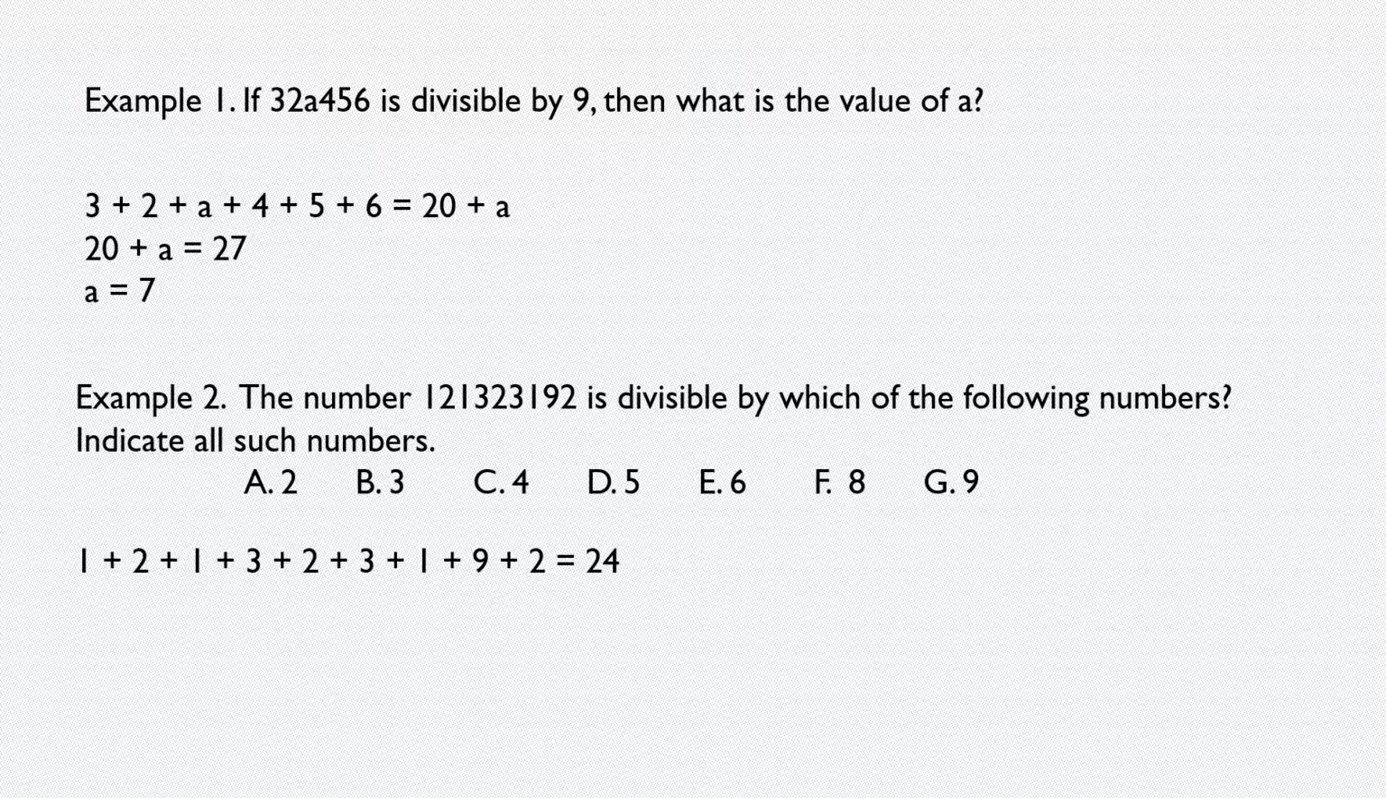Next is 4. For 4, we observe the last two digits of the number. So 92. 92 is divisible by 4. So it means the entire number is divisible by 4. For 5, we observe the digit in the last place, the units place. And it's not a 0 or a 5, so the number is not divisible by 5. And for 6, we know it's divisible by 6 because it passed the test for 2 and 3. Next is 8. So we look at the last three digits of the number, 192. And yes, 192 is divisible by 8, which means the number is divisible by 8. And lastly, 9. For 9 we perform the sum, which we've already done. We have 24. 24 is not a multiple of 9, so the number is not divisible by 9.